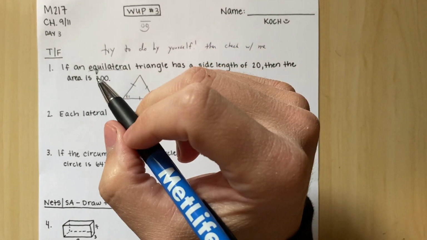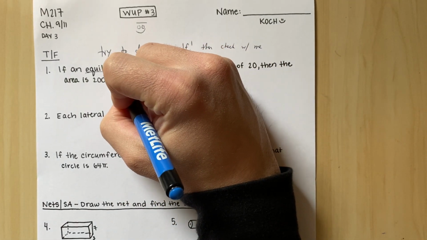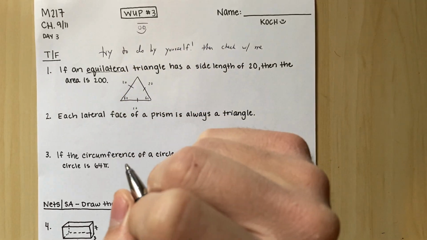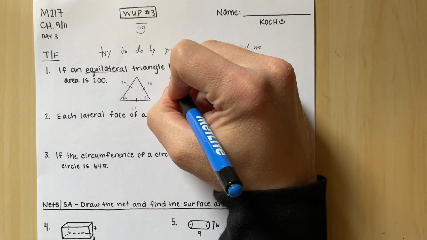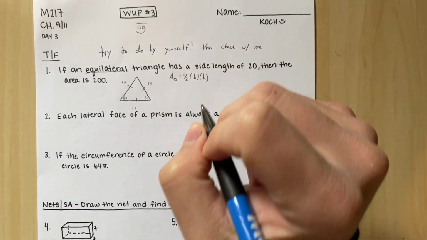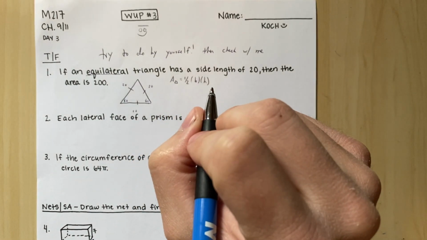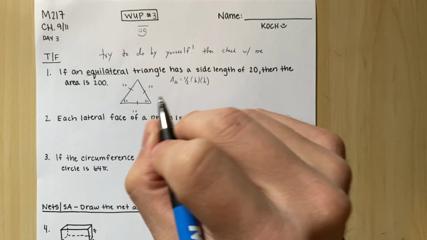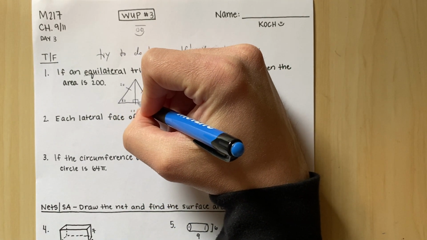Remember, it says the triangle has a side length of 20, so that means this is 20, this is 20, and this is 20, then the area is 200. Remember, the area of a triangle is half times base times height, and we're still using that to this day. We have half, we have the base, but we don't have the height. So that's why we draw in the height.